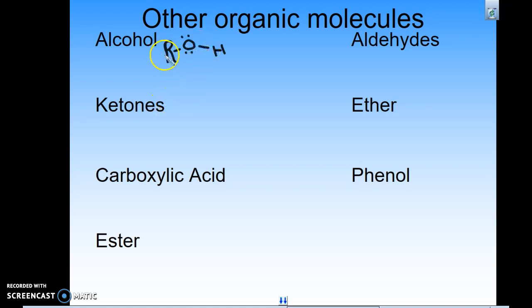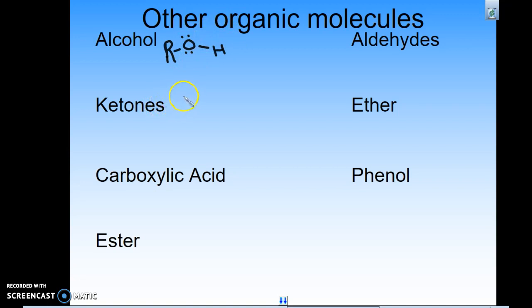Okay. Now, what makes an alcohol is this OH. So when you see a carbon chain of some sort with an OH off of it, that is an alcohol, and in naming it, you end it with OL. But again, we're not going to talk too much about naming those kinds of things. But this is an alcohol.